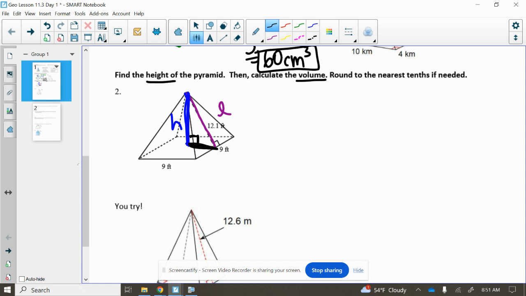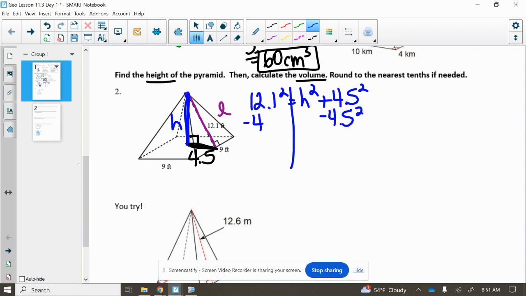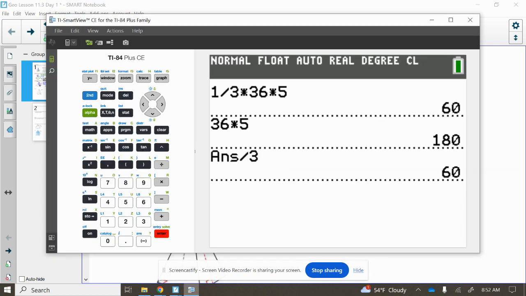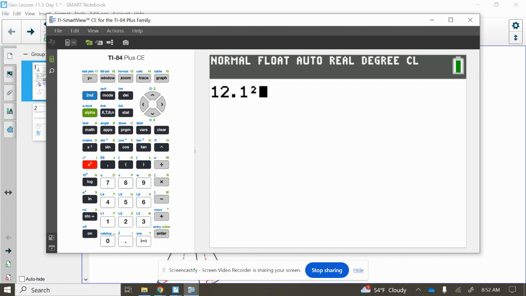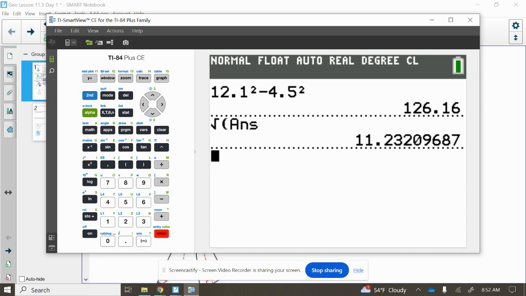So notice on the bottom here, when we draw in this little right triangle, we're given the hypotenuse 12.1. We know this base down here is going to be half of our side length. Half of 9 is 4.5. And then we can calculate for the height. We have the hypotenuse squared equals h squared plus 4.5 squared. And we're going to subtract over the 4.5 squared from the 12.1 squared. So 12.1 squared minus 4.5 squared is 126.16. And then we are going to square root that answer to get our height value of about 11.2.